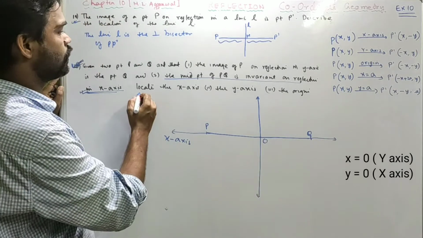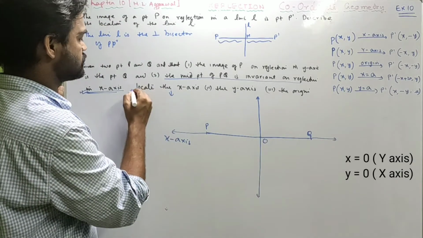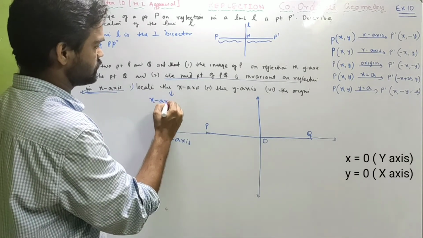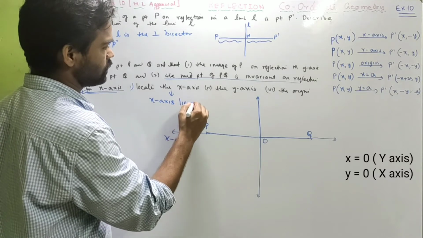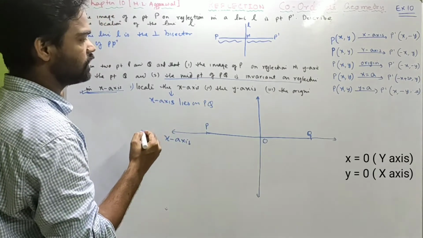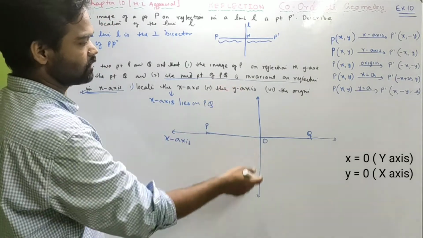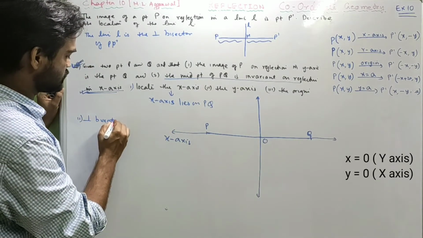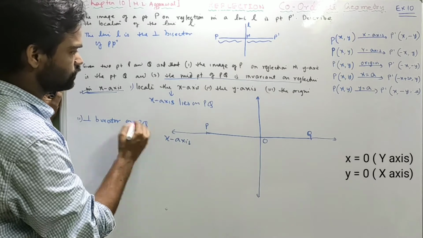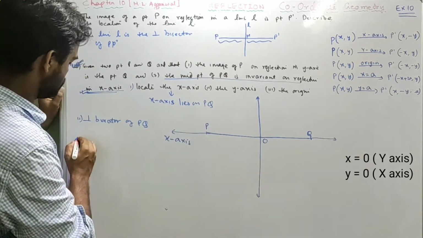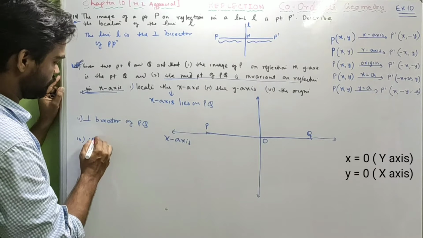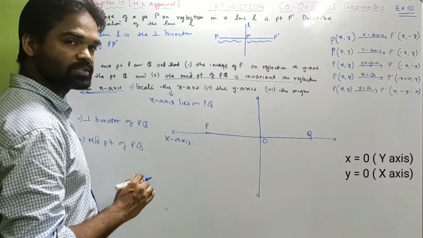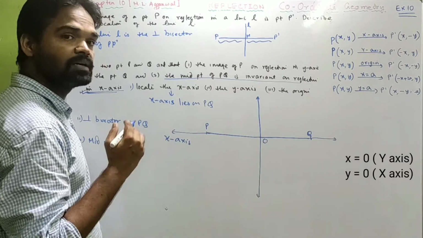Okay, locate the x-axis. Very easy. This x-axis lies on PQ only. Okay, the y-axis is what? Perpendicular bisector of PQ. The origin is nothing but the midpoint of PQ. Done. Very interesting. Okay, now let us look at the next sum.